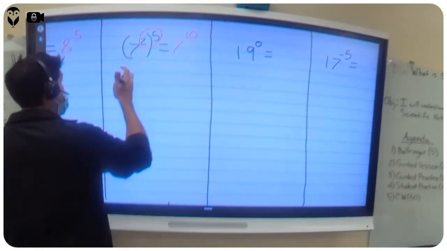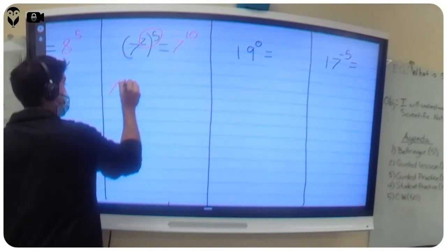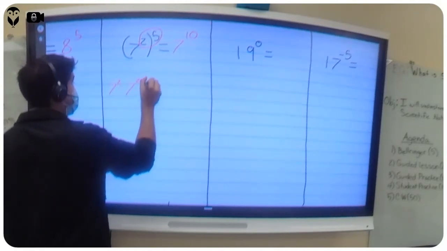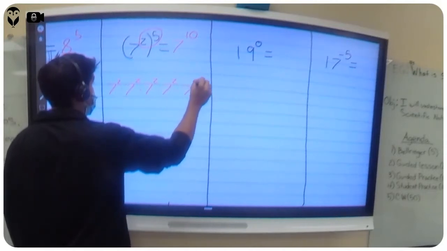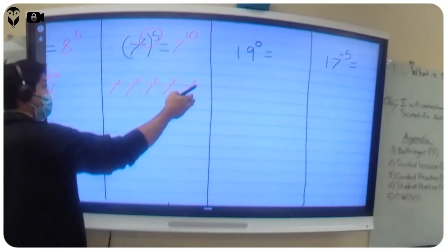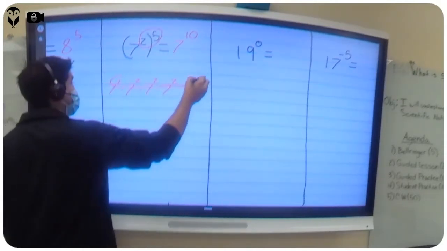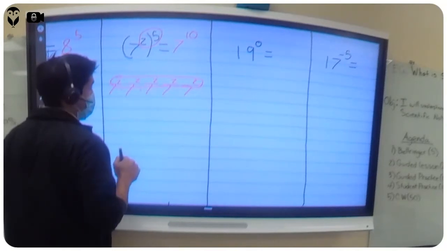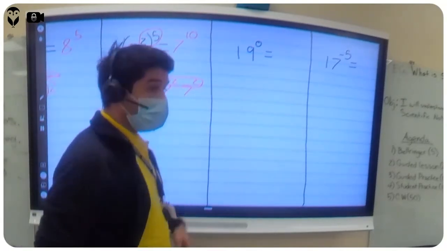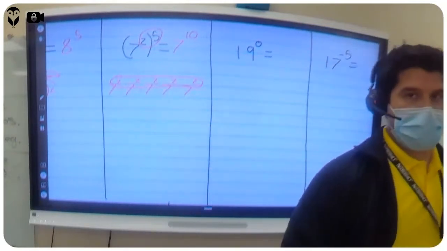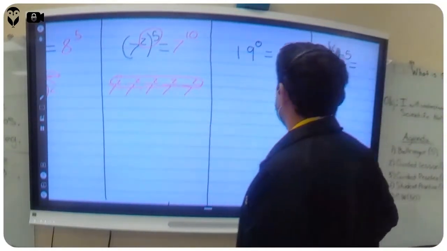It's this: 7 to the 2nd power times 7 to the 2nd power times 7 to the 2nd power times 7 to the 2nd power times 7 to the 2nd power. That's what to the 5th power means. But these are going to add because they're multiplying. And if you add all those numbers up, you're going to get 10. It's repeated addition. And what's repeated addition? Multiplication.